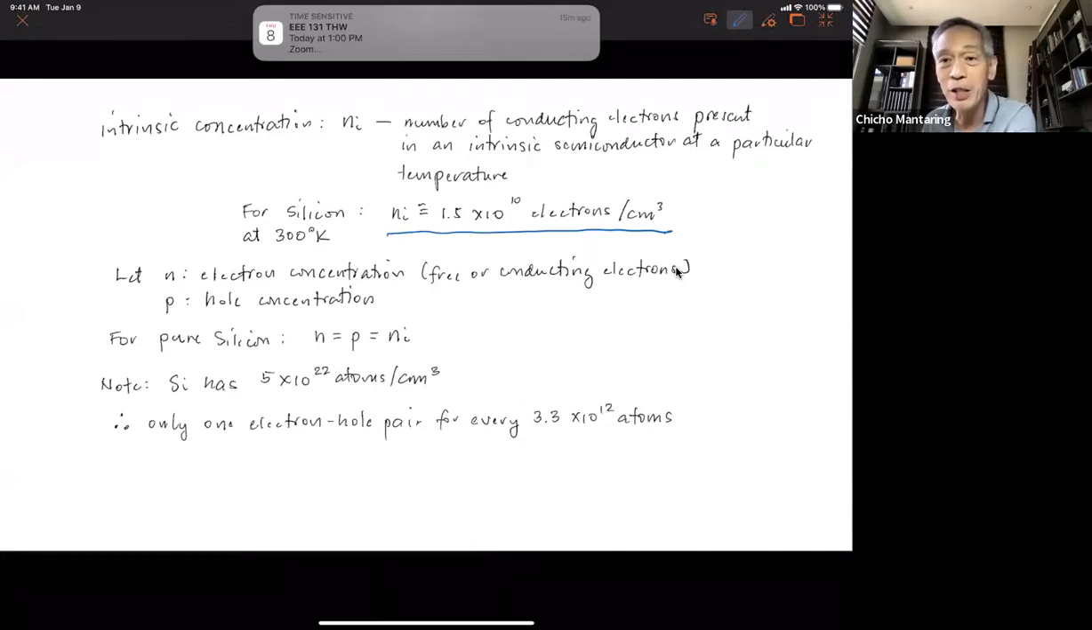So I'm just throwing these numbers out. That's just to give you an appreciation of how small your intrinsic concentration is compared to the total number of atoms in your silicon.